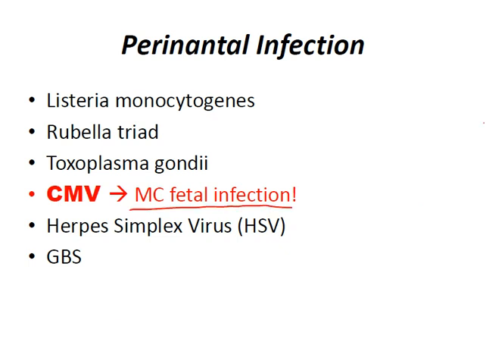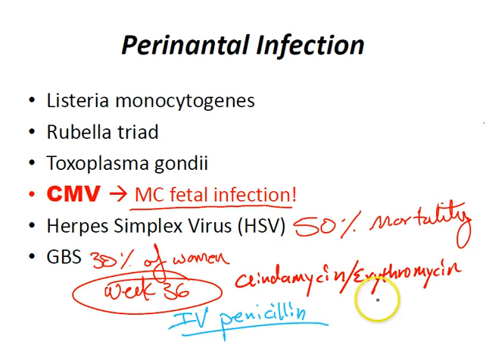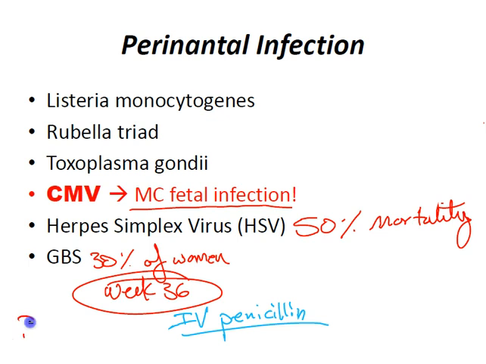Now, if they're penicillin allergic, what do we use? We can either use clindamycin or erythromycin, so the macrolides. Now, if the mother is not treated, 1 in 500 infants will develop an early or late onset infection or sepsis. That's 1 in 500 if she's not treated. That's a lot. Early onset infection is more common and results in pneumonia.